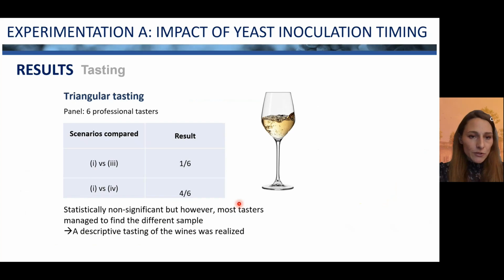The next step for us was to do a triangular tasting. We had a panel of 6 professional tasters, and we compared different scenarios with each other: scenario 1, on the grape, versus scenario 3, after pressing, and scenario 1 versus scenario 4, for example. Here you have the result of how many tasters could identify a difference. Because it's quite a small panel, statistically these results are non-significant. However, we could see that 4 out of 6 tasters could taste the difference between number 1 and number 4.